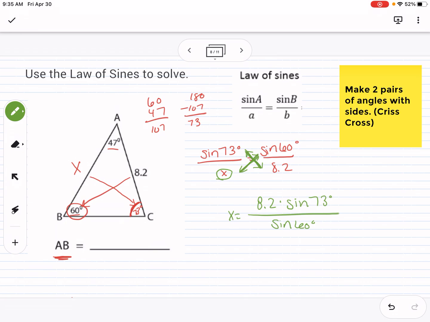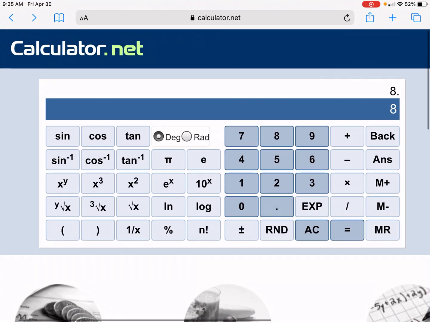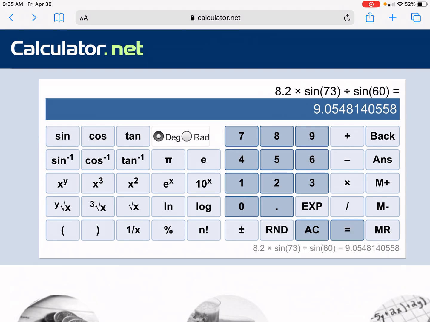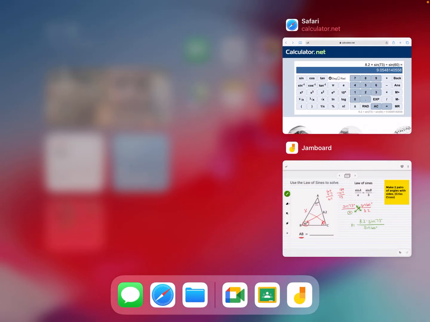So 8.2 times sine 73, close parentheses, divided by sine 60. This is equal to about 9.1.